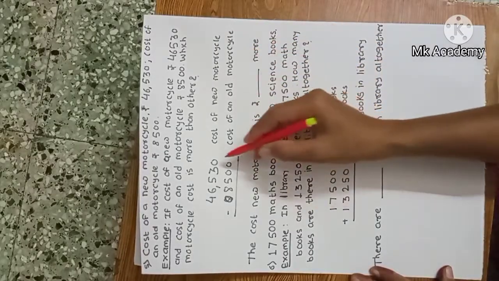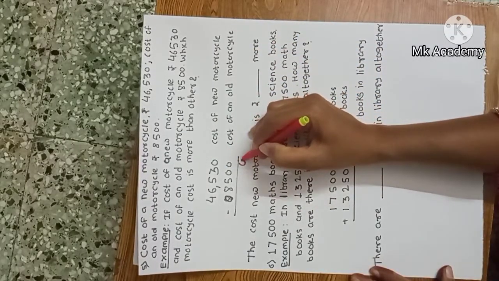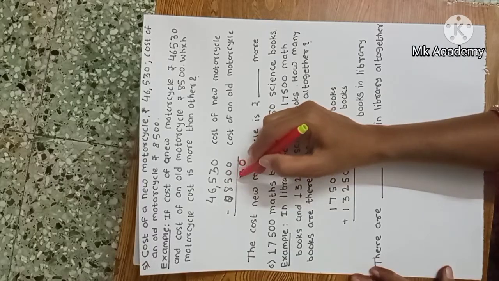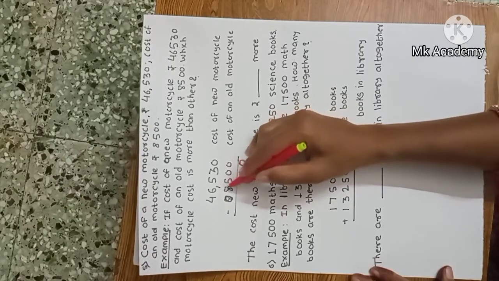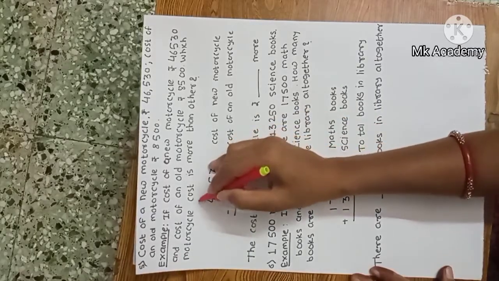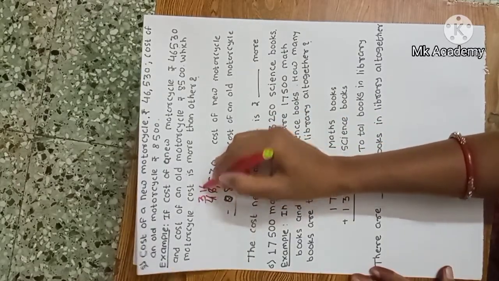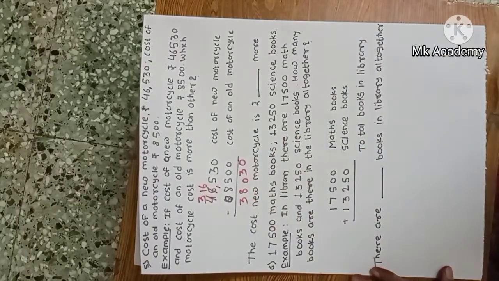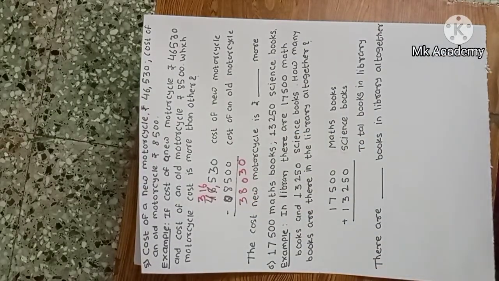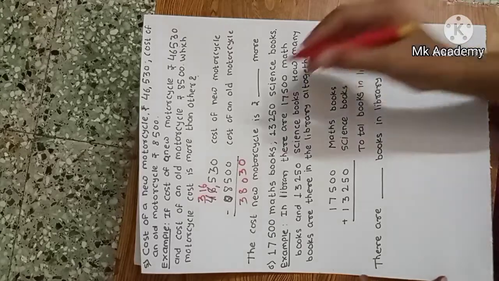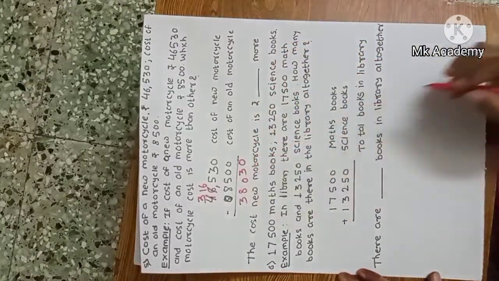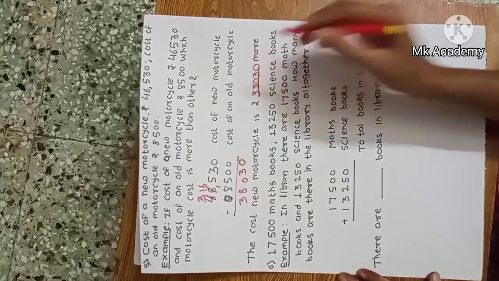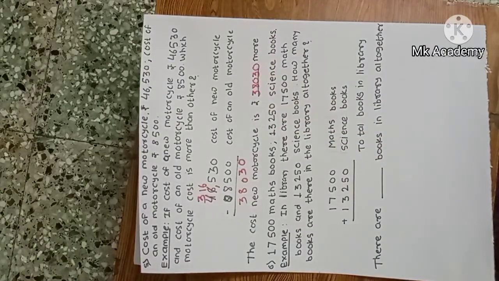We can do subtraction. 0 minus 0, 0. 3. 5 minus 5, 0. 6 minus 8, we can borrow from this. 16 minus 8, 8. And 3. Means cost of new motorcycle is more than old motorcycle by 38,030 rupees. Now see the next example.